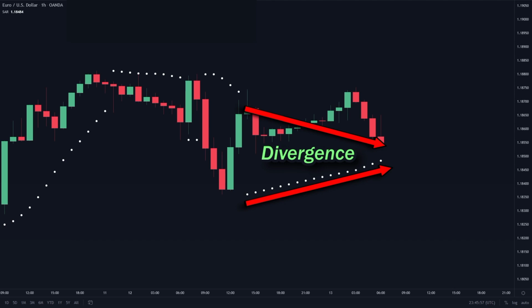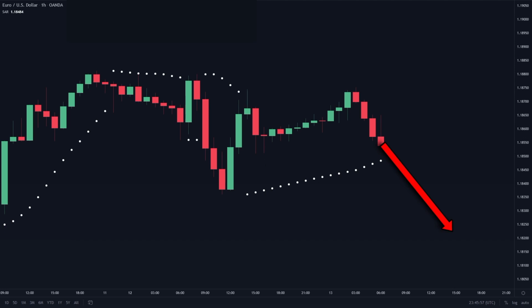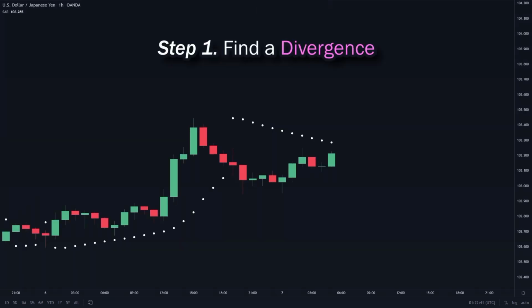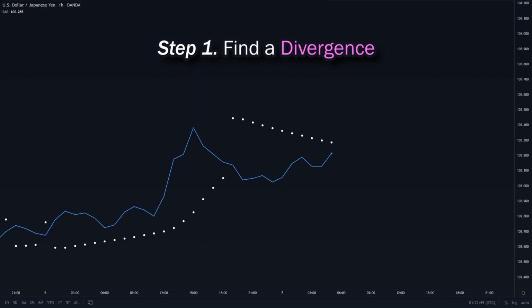And usually, when a divergence has been formed, it may indicate that the trend will form a continuation, therefore giving you a possible trade opportunity. So here's how the strategy works. The first step is you want to find a divergence, and to make it easier to find one, I like to change my chart type into a line chart. Next, you want to find instances where the Parabolic SAR is moving in the opposite direction of the price. Like in this example here, we can see that the Parabolic SAR is heading downwards, but the price is heading upwards instead. And so this will be your divergence.